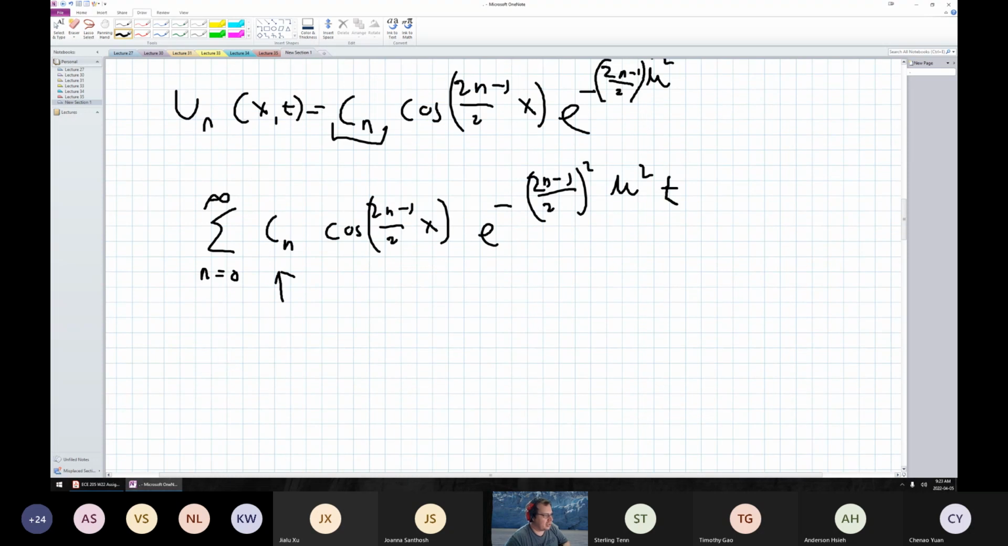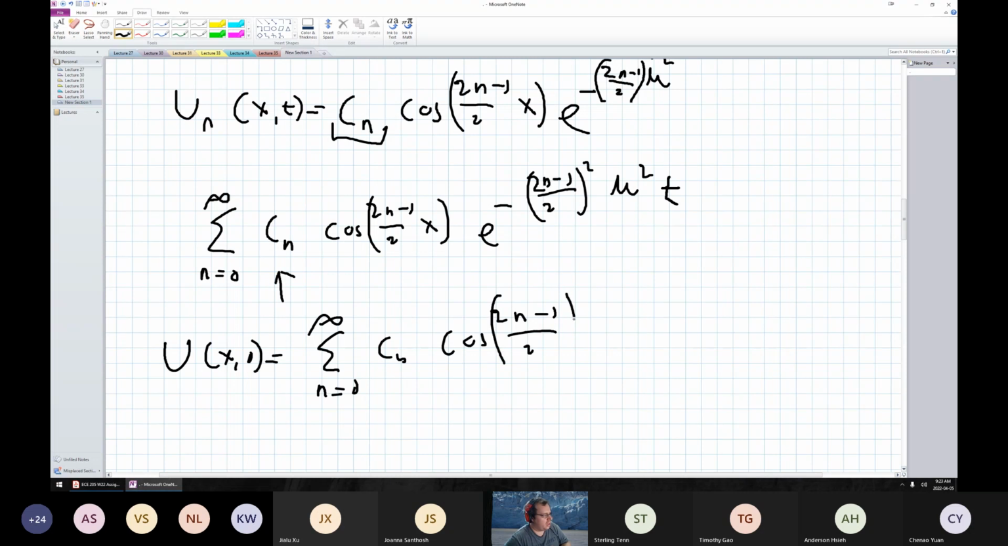That's bad. Time is important. So here, if I plug in t is equal to 0, I get u of x comma 0. In this case, that goes away. It's just going to be the sum from n is equal to 0 to infinity of Cn cosine of (2n minus 1) over 2 x. And here, do note that this is inside there.